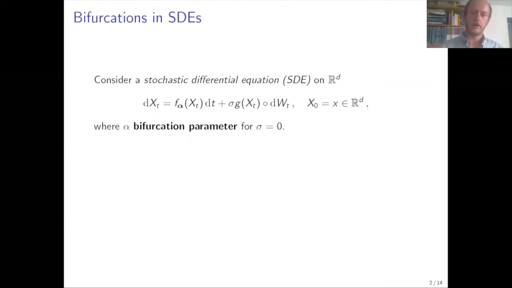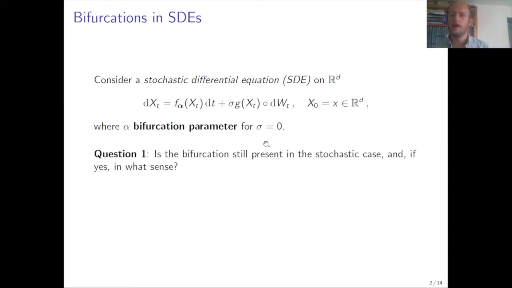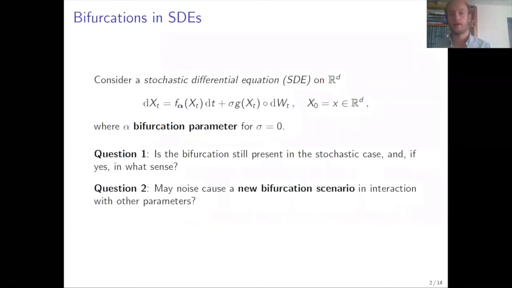So when the noise is not coming in, our problems often have some bifurcation in them. So there's some topological change of behavior at a critical value of this parameter alpha, or even more values. And the question is, what does the noise do to this bifurcation? So more specifically, is the bifurcation still present in the stochastic case? And if yes, in what sense? So how could we measure that? And additionally, and this will be more the focus of what we are going to look at, could there even be a new kind of bifurcation scenario in interaction with other parameters that are in the system and that were already there in the deterministic case, but didn't really add anything to the picture?